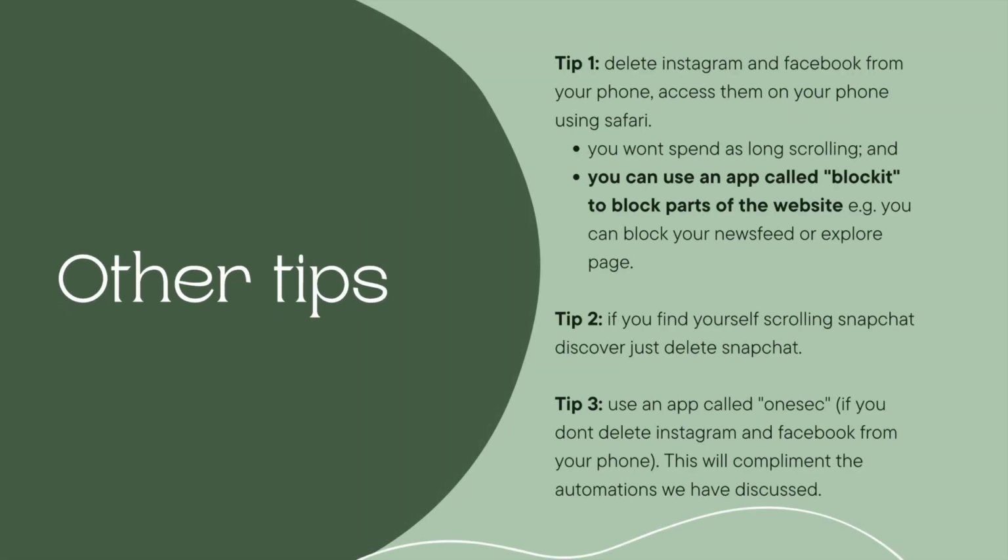Let's talk about some other tips that might help reduce your screen time. Tip 1. Delete Instagram and Facebook from your phone and instead access them on your phone using Safari. This will help you to not spend as long scrolling and will allow you to use an app called BlockKit. BlockKit allows you to remove certain parts of social media websites such as your newsfeed or explore page. For me, I would say that only accessing social media via Safari and using BlockKit has helped reduce my screen time just as much, if not more, than the automations discussed in this video.